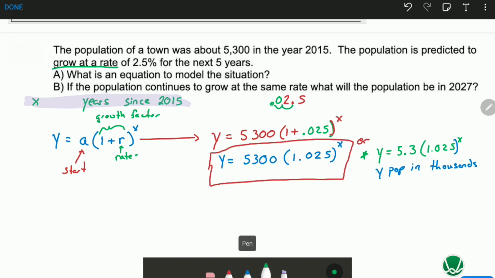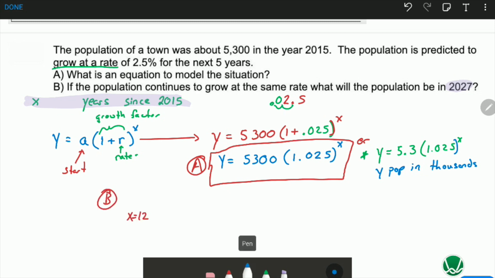Now part B. Part B is asking us to actually predict what the population would be in the year 2027. So for the year 2027, that would be how many years after 2015? Well, it looks like 12 years after 2015. So it would be when x is 12 for part B.